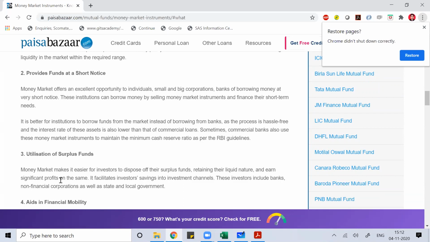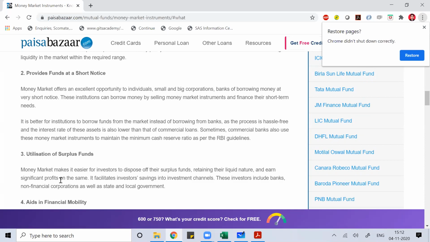Similarly, when the Government of India needs short-term liquidity, they request the RBI to issue short-term debt instruments in the form of treasury bills. Treasury bills are either 91-day, 182-day, or 365-day treasury bills. Okay, so that is about the treasury instruments.